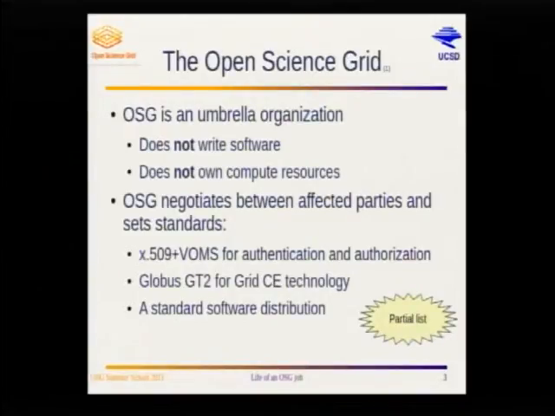So what OSG does do is provide some standards so that people agree on. One of those is X509 VOMs. As I said, there are many options for single sign-on, and OSG essentially negotiated that this is what would be used for anybody that is part of Open Science Grid. They standardized on the Globus GT2 for the Grid C technology, although we are trying to move from it because it's effectively deprecated, and we are looking what to do next. Although it's likely to be in production for years to come, but we would like to move slowly away from it. And it also provides a standard software distribution.